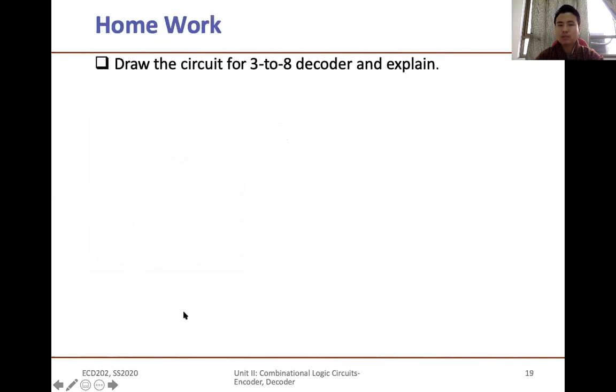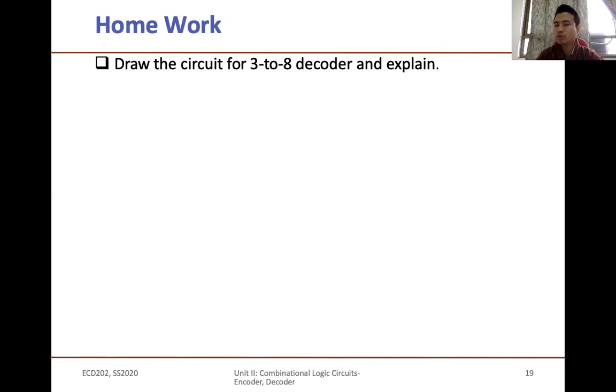Now, as I said, this one will be homework for you. Draw the circuit diagram of a 3 to 8 decoder and explain the circuit diagram. First, you have to draw the truth table. You know how to draw the truth table. For this one, you will have 3 inputs A, B, C, and you will have enable, and you have 8 outputs. Depending on the input, you have an output display, as I explained in the previous type of decoder, that is the 2 to 4 decoder.